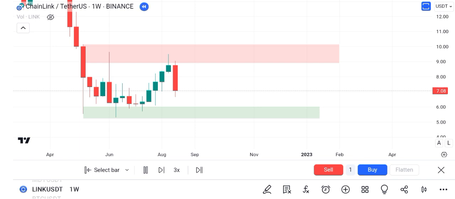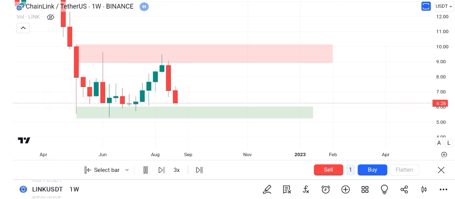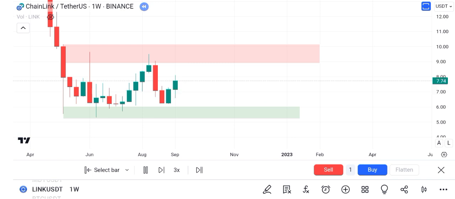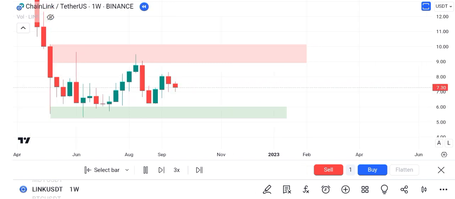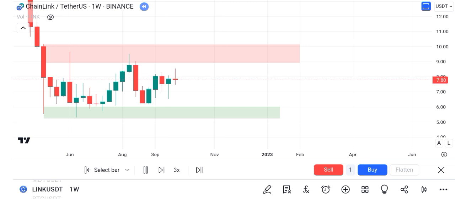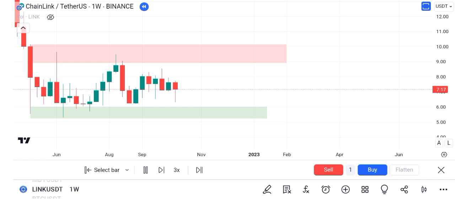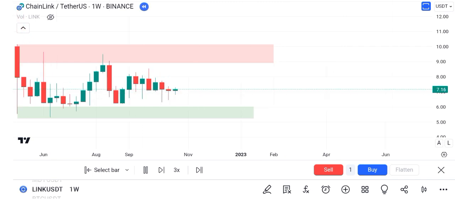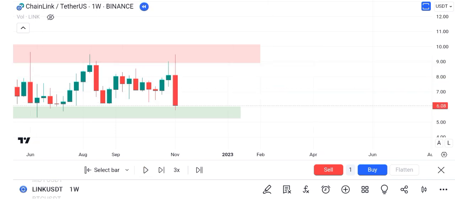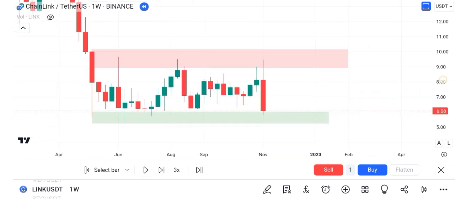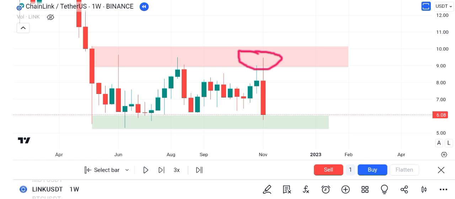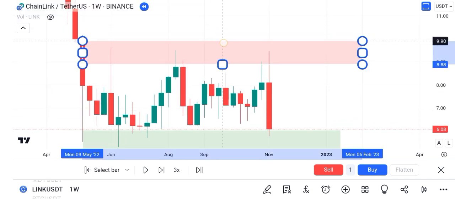So let's see. Right now you can see that the price is fluctuating, and let's see if it touches support or resistance. Okay, it's moving. Here you can see that the price took rejection from my already drawn resistance level. By knowing this, you will not make a mistake of buying any asset at its resistance level.